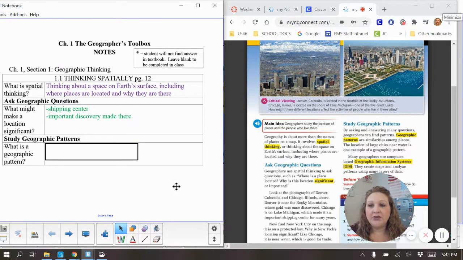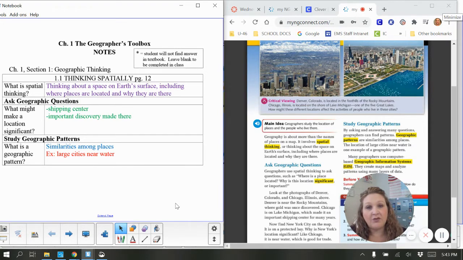Study geographic patterns is the next topic there. And what is a geographic pattern? It's showing similarities among places. So a pattern is something that happens over and over again, right? And so these are similarities. So for example, large cities tend to be built near water. And of course, that's because they are used for transportation and for other kinds of travel. And then also for fishing and for drinking, depending on what kind of water it is, of course. But we see a lot of major cities right on the water.